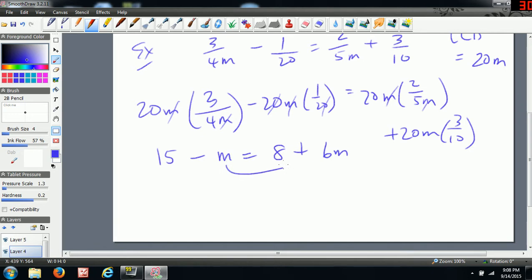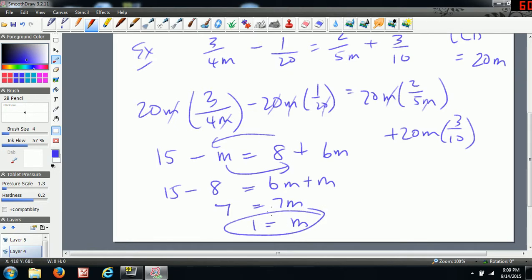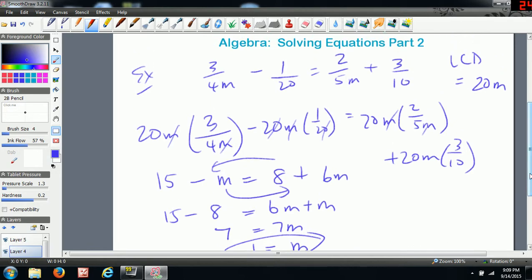So now we're going to bring all the m's to one side, all the numbers to the other side. So 7m is equal to 7. Divide both sides of the equation by 7, and you get m equals 1 as your final answer. Okay, so that would be your final answer there.